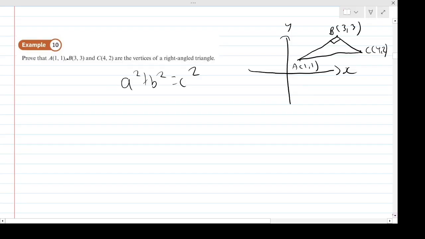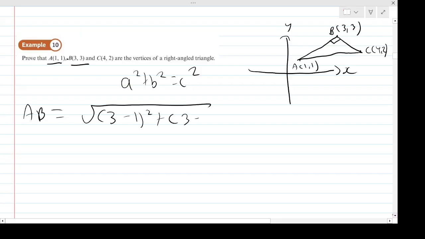So how are we going to get that? Well, we're just going to find the length of the sides. So firstly, AB. Between points A and B, the distance using the distance formula: that's going to be the change in x, so 3 take away 1 all squared, add the change in y squared, which is 3 take away 1 again. And put that in the calculator, you should get 2 root 2. Cool.